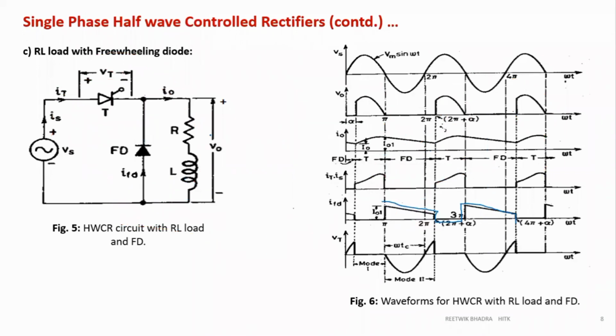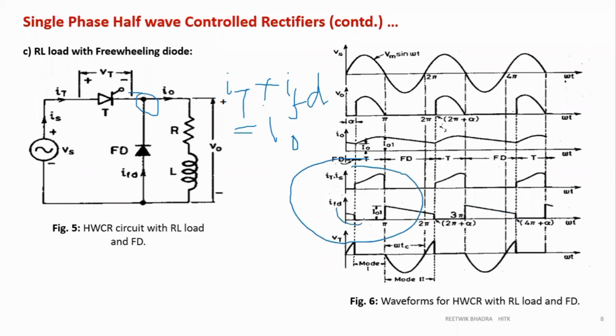Another way you can draw it, like the second method I told you: if you apply KCL at this node, IT plus IFD, which is also incoming, is equal to I naught. Hopefully everybody is understanding KCL at this point. So if you combine these two, you will get this waveform. This is the decreasing part, and this is also the decreasing part. So you are getting this waveform. This is how you can draw it.